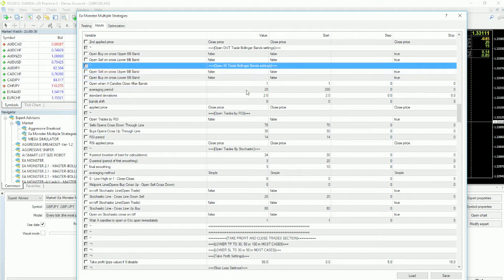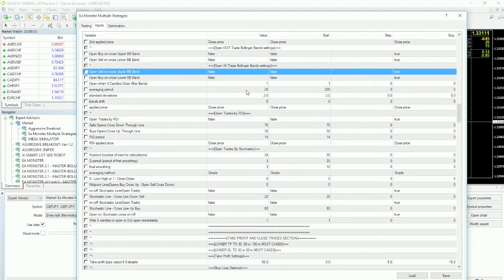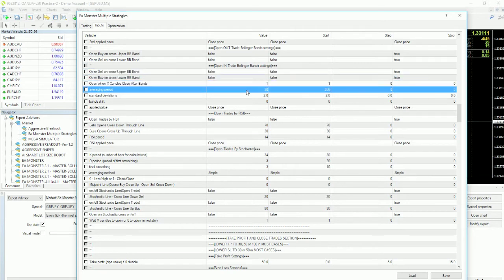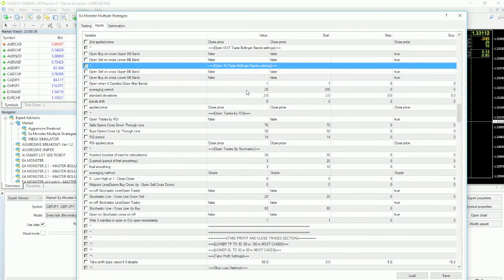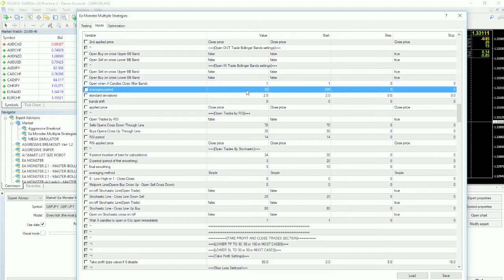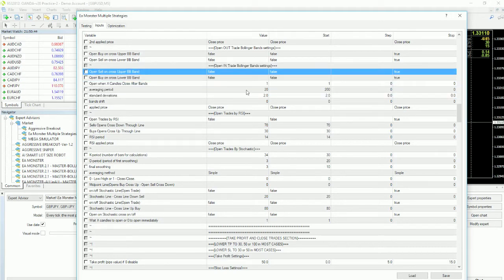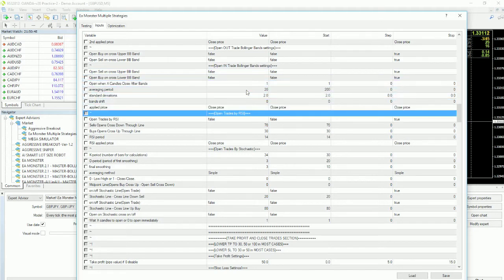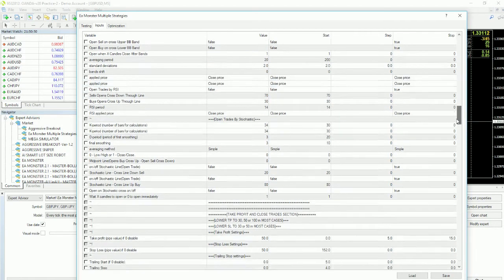But if you want to private message me on this one, if you don't understand it, I'll do some testing and we'll go ahead and figure out how it opens. I know that when it crosses it, it will open a sell if it's the upper band. It's basically like an invert. This is like inverting your trades here. And this one here opens by RSI.